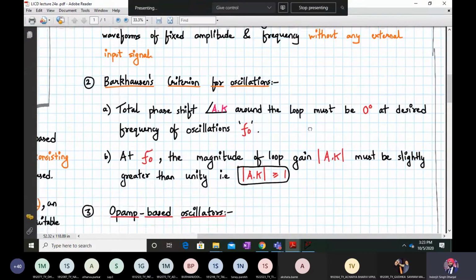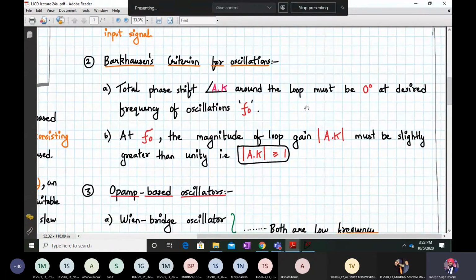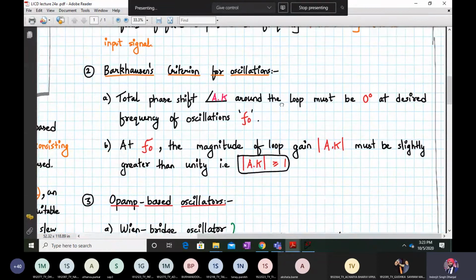Now there is something called Barkhausen's criteria of oscillations. I hope that you know this for sure. There are two statements in it. If capital A is the gain of my amplifier network and K is the gain of my feedback network, then according to Barkhausen's criteria for oscillations, the total phase shift, that is the angle of A into K around the loop, must be 0 degrees. Okay, now which loop are we talking about?